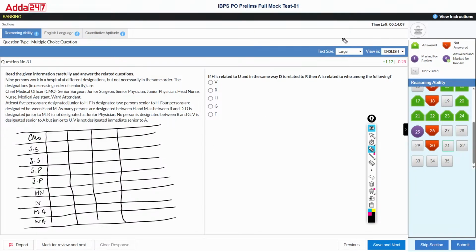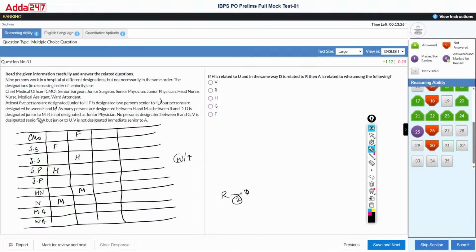I will stay here till 11 minutes. Okay, at least 5 are designated junior to H. 1, 2, 3, 4, 5. So H here or above. F is designated senior to H. 4 are designated between F and M. 1, 2, 3, 4. As many designated between H and M as between R and D. H and M 2, R and D 2.